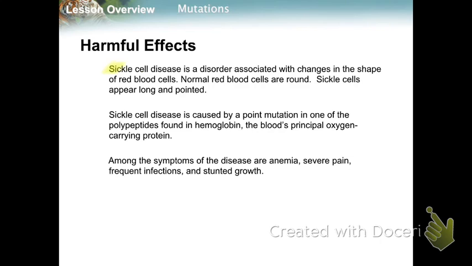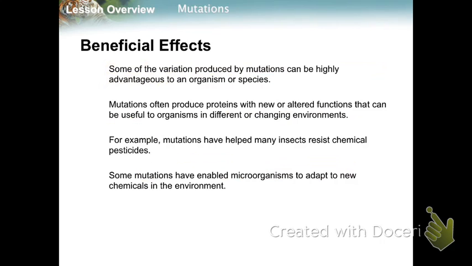Sickle cell disease is a disorder associated with that moon-shaped cell. It's caused by a point mutation in one of the polypeptides, the proteins found in hemoglobin. Symptoms can include anemia, severe pain, frequent infections, and stunted growth. We also saw that having sickle cell trait can protect a person against malaria. So there are beneficial effects to some of these.